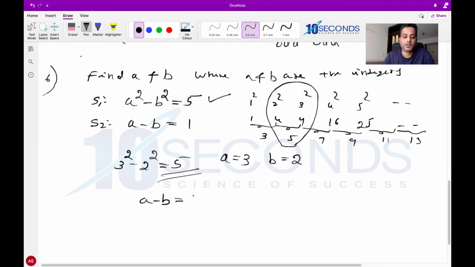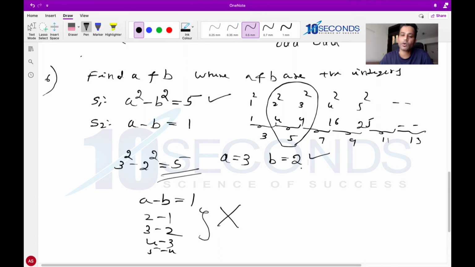When I take a minus b equals 1: 2 minus 1 is 1, 3 minus 2 is 1, 4 minus 3 is 1, 5 minus 4 is 1. There are many numbers where the difference is 1. Cannot use the first statement, only the second. Statement 2 says the difference between two numbers is 1. There are infinite numbers where the difference is 1. So using statement 2, the question cannot be answered.